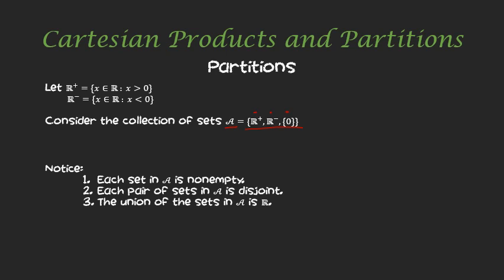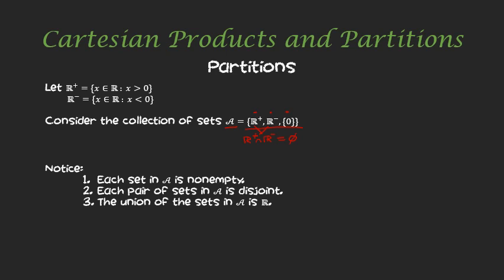That's a good start. And then each pair of sets in A is disjoint. Remember that disjoint means that their intersection is empty. They have no elements in common. And so no matter what pair of elements you look at, like R plus and R minus, if I take the intersection of those two, ask yourselves, are there any common elements? Are there any real numbers that are both positive and negative? And the answer is no. And so this intersection would be the empty set.